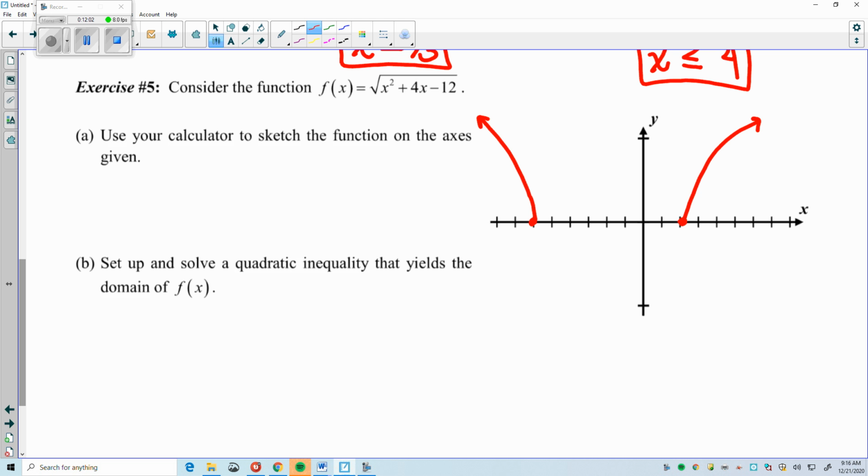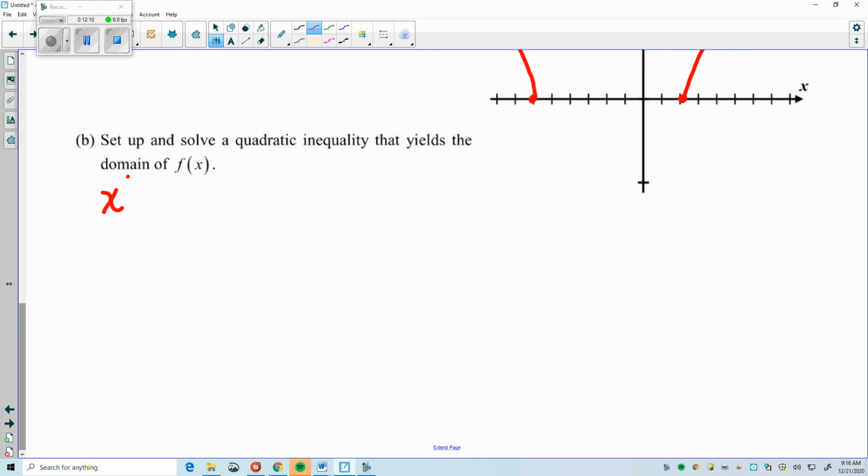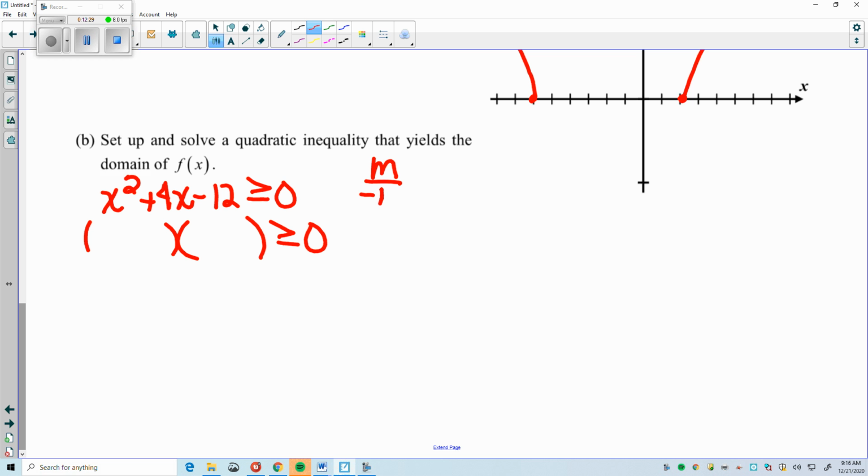So it says we're going to set up and solve a quadratic inequality that yields this domain. Okay, so same thing that we did before. All of the stuff, all of the goodness under the radical, I know has to be greater than or equal to 0. Now, we've solved these in the past. We have to think to ourselves, oh, we have to factor this. So I need to find 2 numbers that would multiply to be -12 and would add to be 4. How about a +6? And how about a -2?